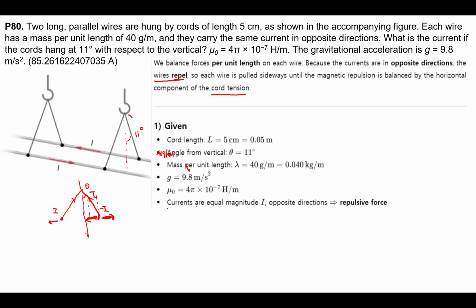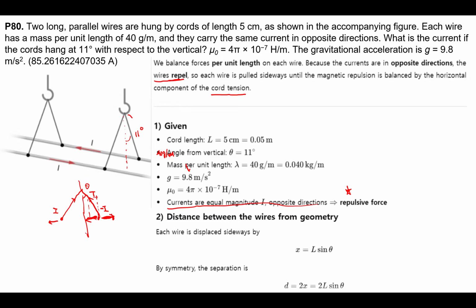Currents equal in magnitude and opposite in direction give a repulsive force. That is the first thing. If the directions are the same, the currents act as an attractive force. And then we need to think about how each wire is displaced sideways.